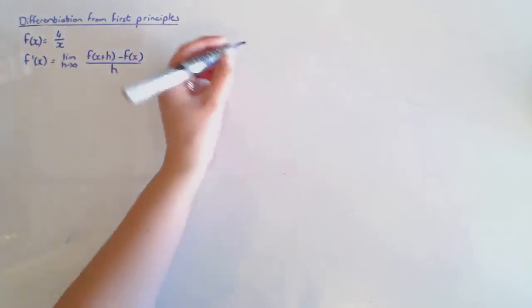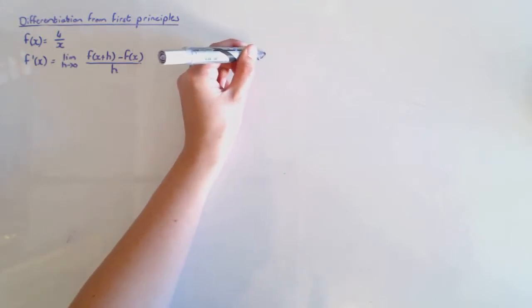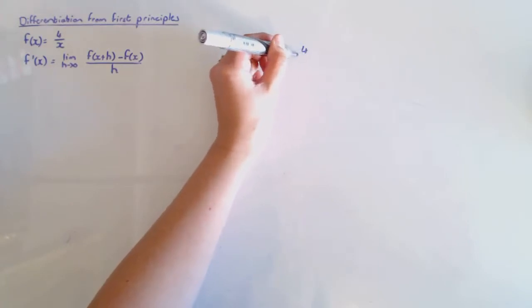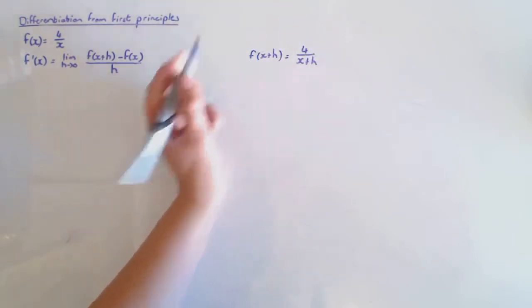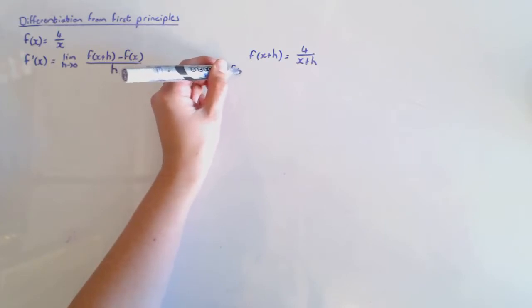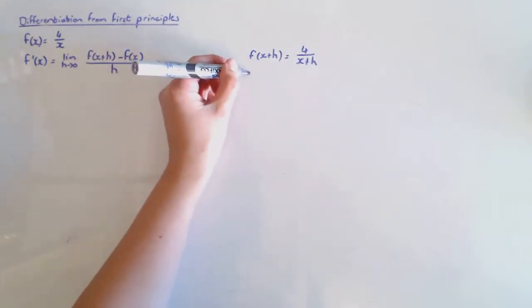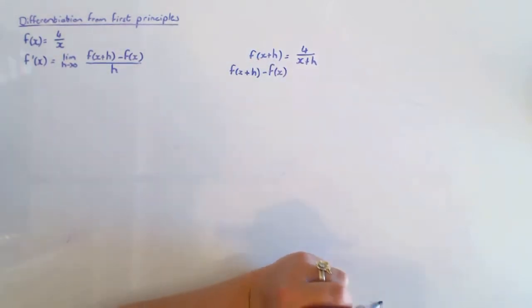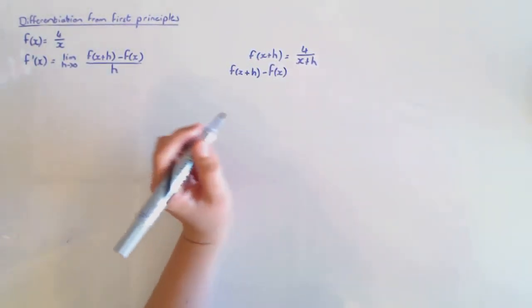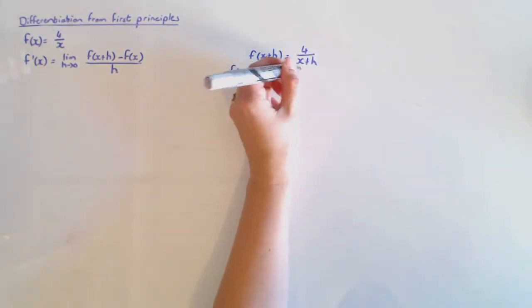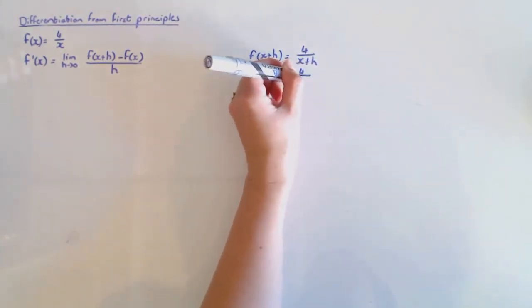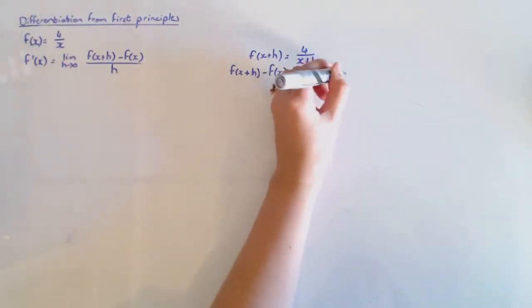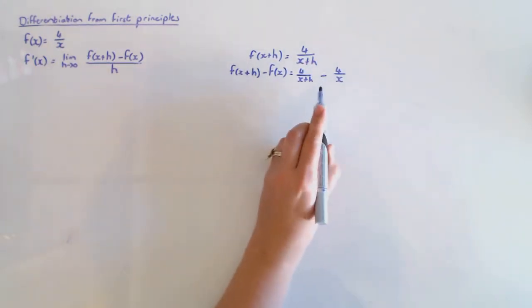And then, as in the previous examples, I'm going to on the side find f at the place x plus h, but that is simply just now 4 over x plus h. And then I'm going to subtract the f(x) from this. And this will then give me 4 over x plus h minus the function 4 over x, and this is where the tricky part lies.